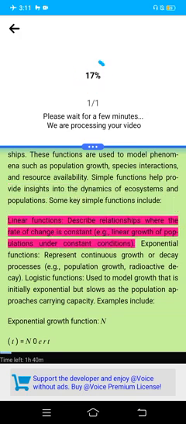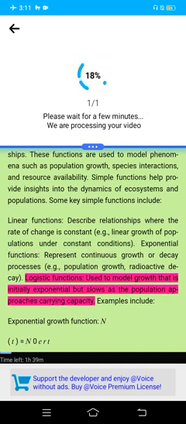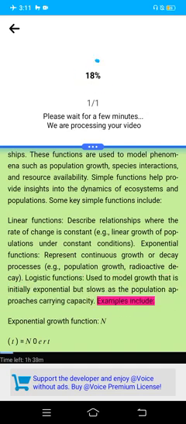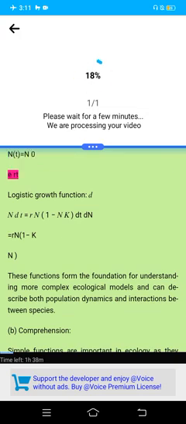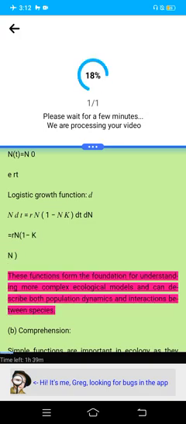Some key simple functions include linear functions, which describe relationships where the rate of change is constant, e.g., linear growth of populations under constant conditions. Exponential functions represent continuous growth or decay processes, e.g., population growth, radioactive decay. Logistic functions are used to model growth that is initially exponential but slows as the population approaches carrying capacity. Examples include the exponential growth function, N(t) = N0 e^(rt), and the logistic growth function, dN/dt = rN(1 - N/K). These functions form the foundation for understanding more complex ecological models and can describe both population dynamics and interactions between species.